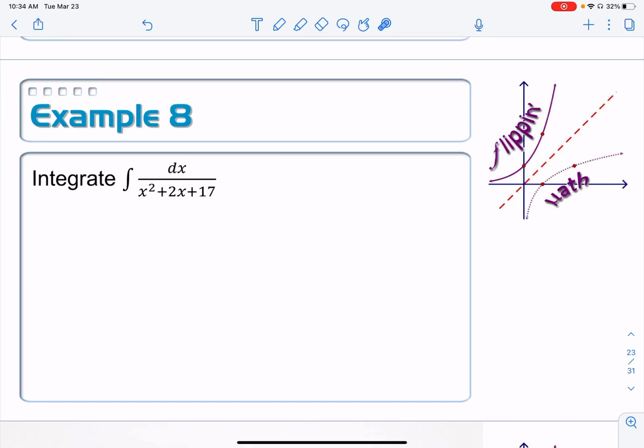For example 8, we have another integration problem. It's still another rational function, but notice the difference between this one and what came before it. Is this thing of the form du over u, which is what we expect whenever we're doing partial fraction decomposition? That's not PDF, portable document format.